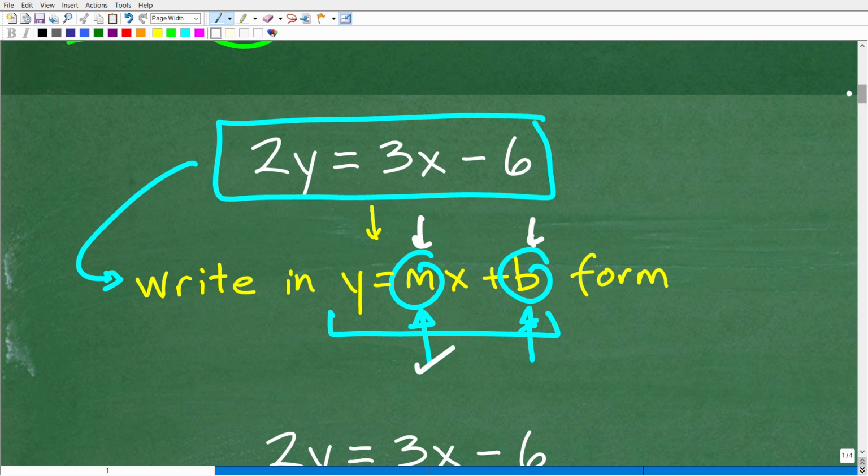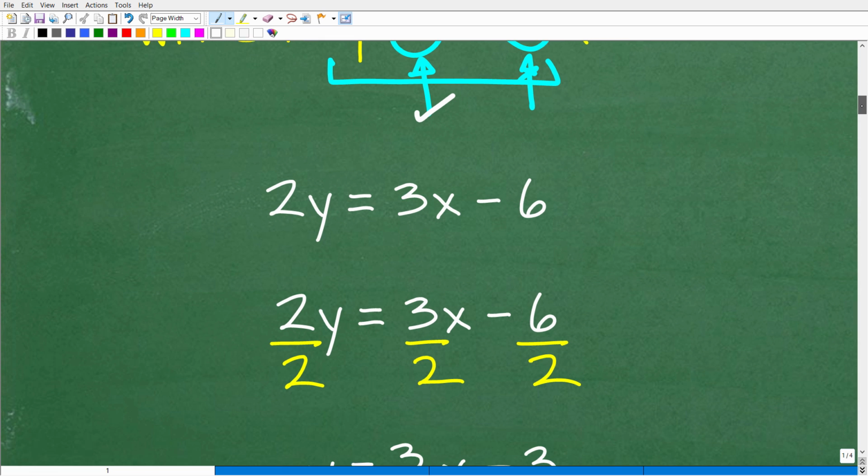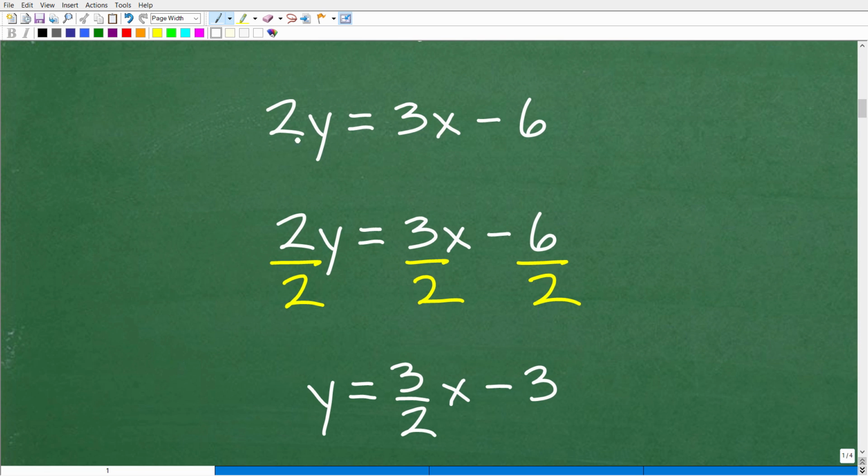Okay, so let's do that. So we have 2y is equal to 3x minus 6. So how can I turn a 2y into a y, right? I have 2y, I want y by itself. Well, the easiest thing to do here is simply divide this 2y by 2. Well, if I'm going to do that, I need to divide everything by 2, right? So remember the golden rule of algebra. Whatever you do to one side of the equation, you have to do to all sides. So we're going to divide everything by 2.